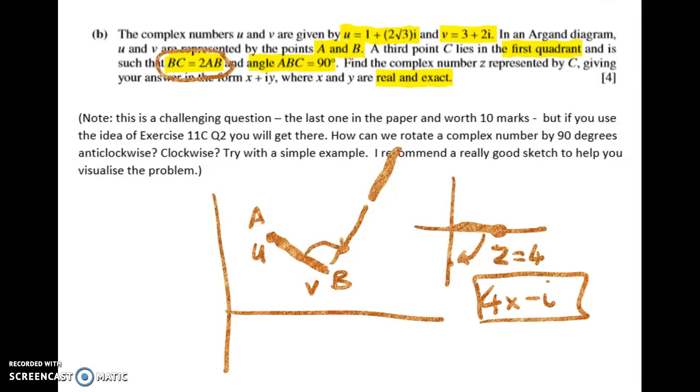So that's one of the big ideas in this question, is that to do rotation, we can multiply something by negative i. But what do we need to rotate? Well, we need to rotate this thing here. But this is v minus u. So the first step is going to be to figure out what's v minus u.